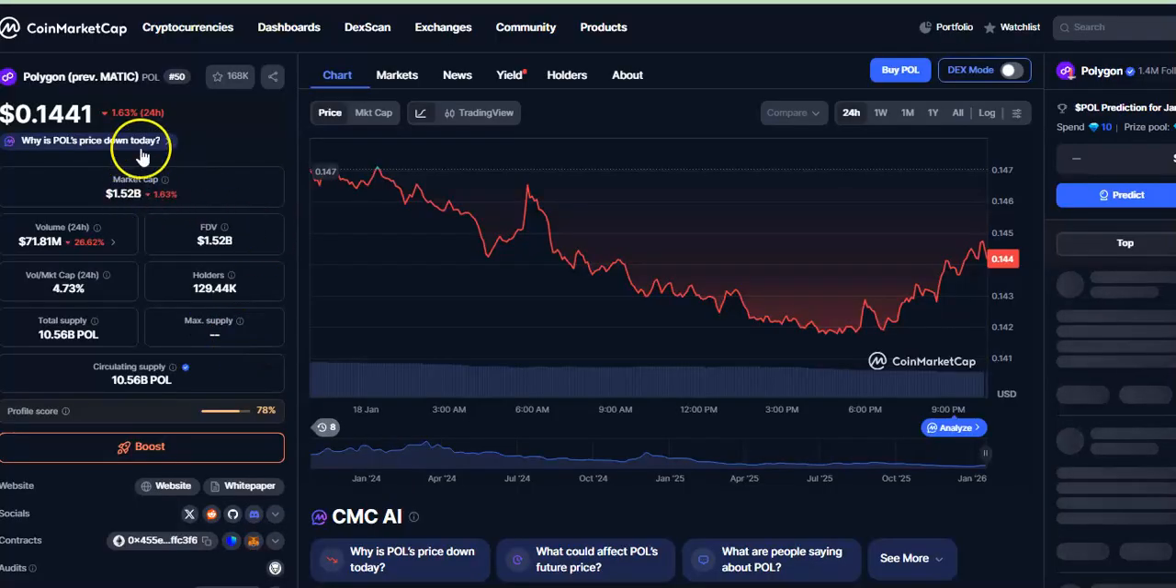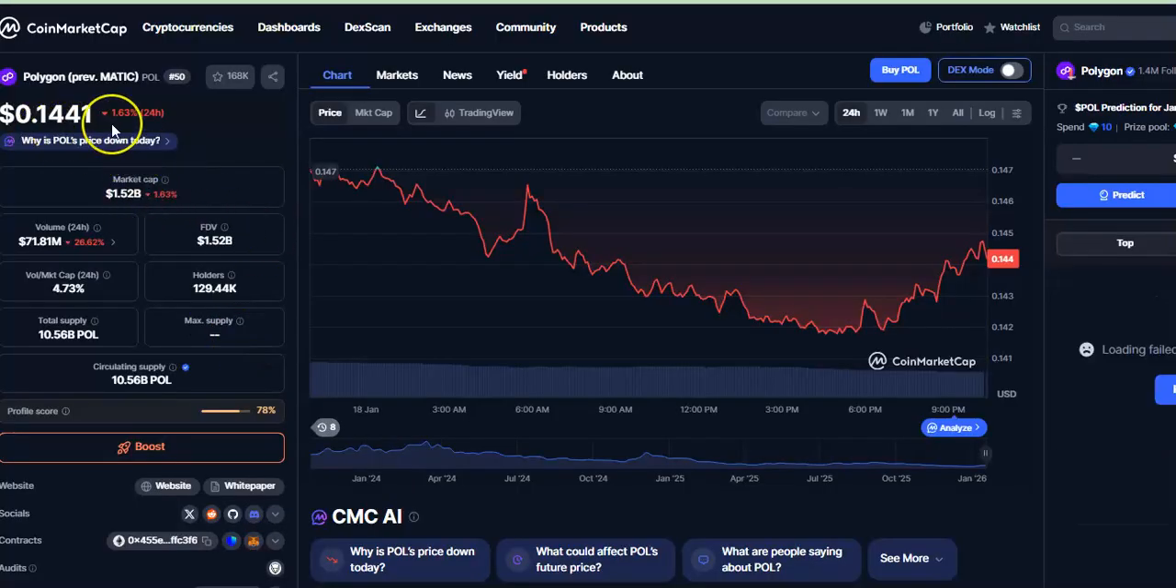So you can see the current price is around $0.1441. It is down by 1.63% in 24 hours, and the rank is around 50. Around 168k users are following this cryptocurrency. Market cap is $1.52 billion, and the volume in 24 hours is $71.81 billion. It is down by 26%, and the total supply is 10.56 billion full coins, and the holders for this coin are around 129.44k. Circulating supply is 10.56 billion full coins. So now we'll go to the chart.